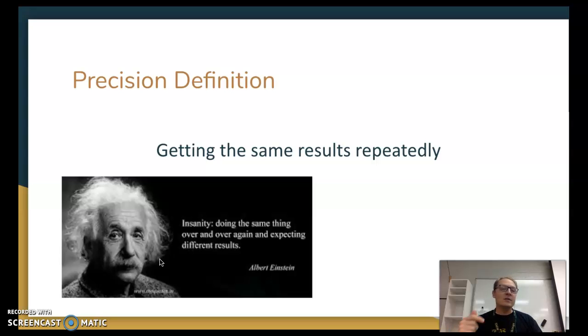Compare that now with precision. Here's a famous quote from Albert Einstein: insanity is doing the same thing over and over again and expecting different results. This comes from the idea that if we do a process exactly the same multiple times, you should get the same result or close to the same result each time, right? So that's how we define precision. Precision is getting the same result repeatedly without much variation at all, okay?